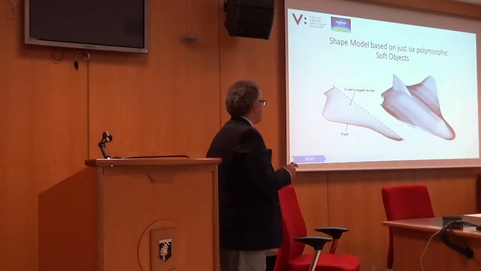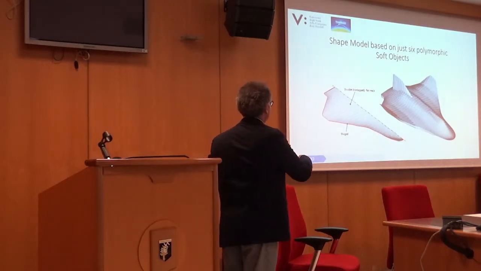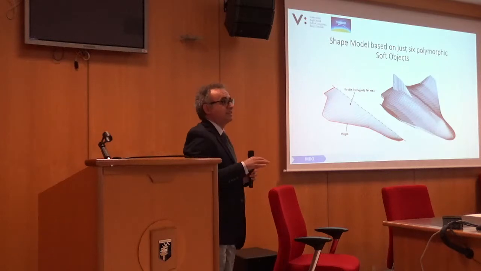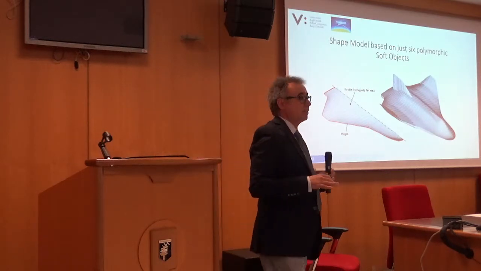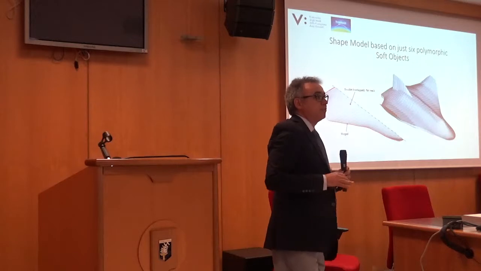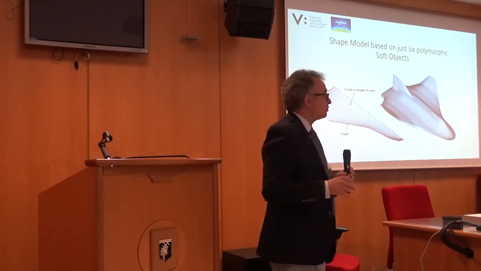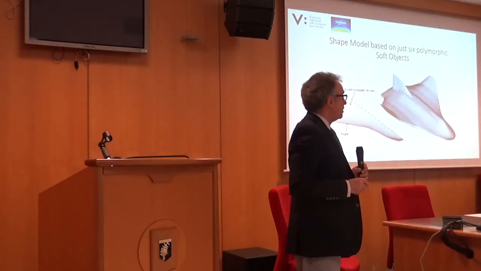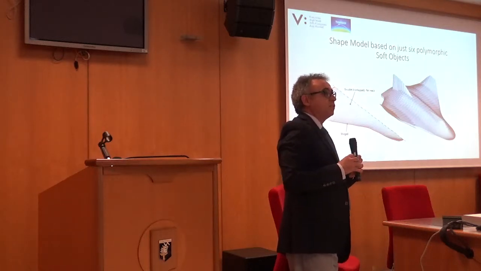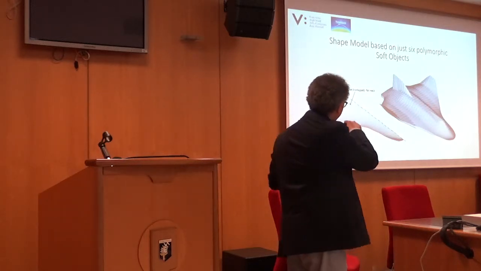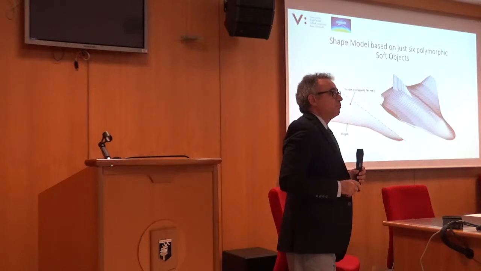We start from this shape on the left side, which is a simple planform shape of the vehicle, and with soft objects, by means of blobs, we are able to obtain the shape on the right side. So we are able to provide a sort of inflation of this planform shape to obtain the configuration on the right side.